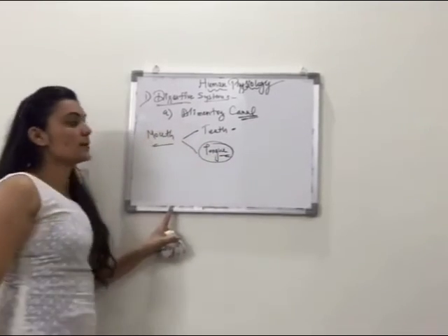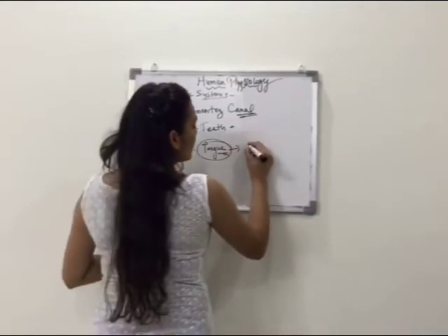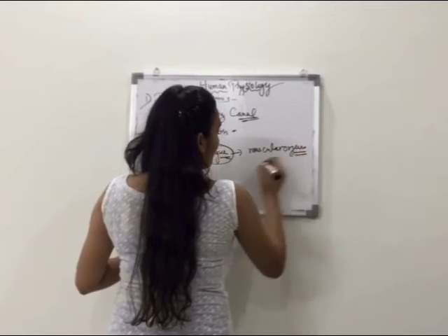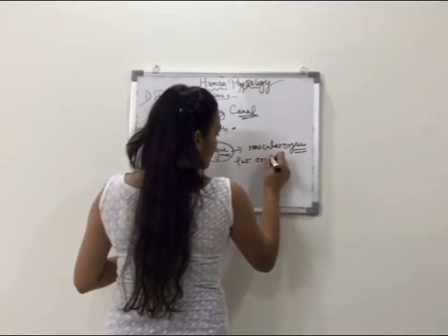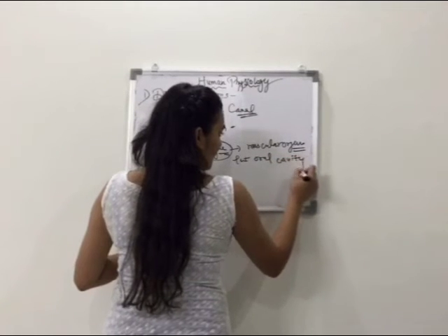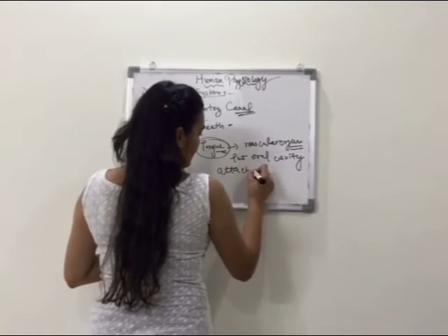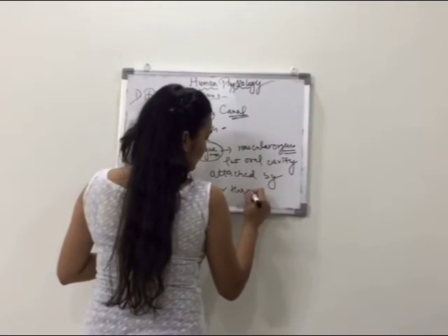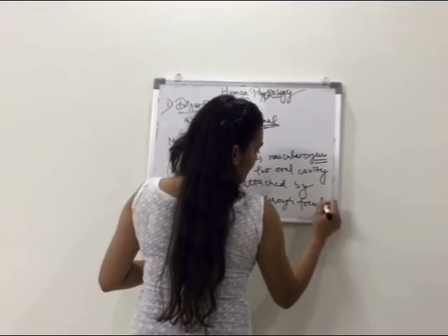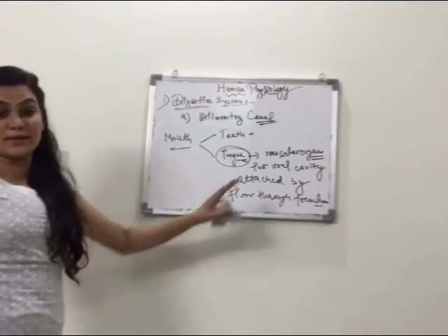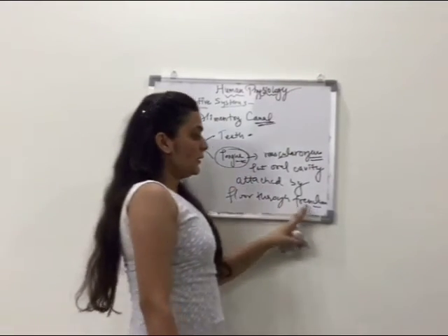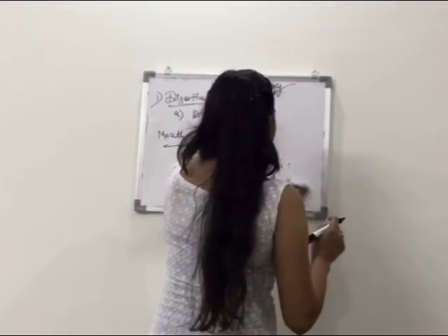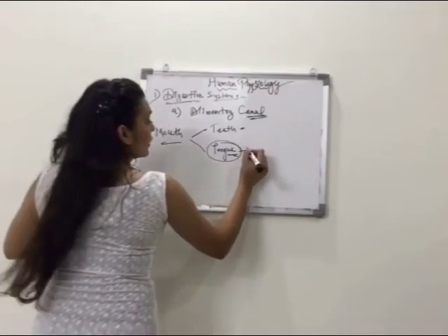After that, we discuss the tongue. What is the tongue? The tongue is a muscular organ present in our oral cavity, attached to the floor by the frenulum. The tongue has taste buds, or you can say papillae, present on it.